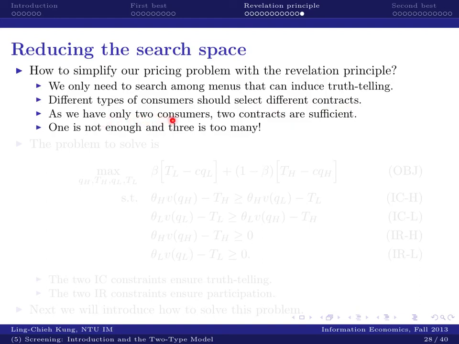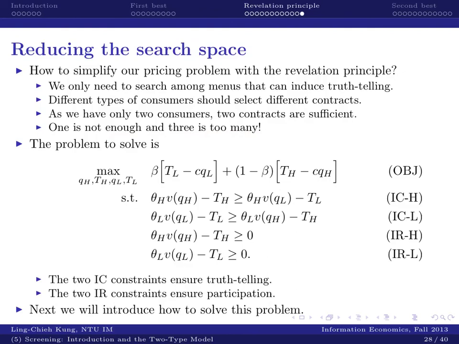And different types of consumers should select different contracts. Because there are only two consumers, we only need two contracts. So this is very interesting. If we offer only one contract, that's too few. But if we offer three contracts, that's too many. We only need two contracts. That's optimal. So the problem we need to solve has four decision variables.